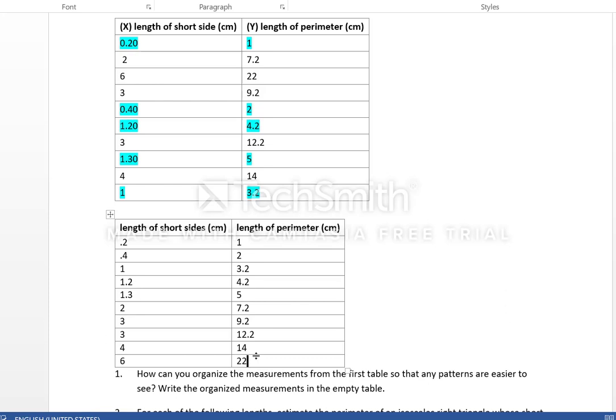But right now, for what we're doing, we're simply taking the table, looking at our x and y values, and reorganizing it from least to greatest, making sure it's nice and pretty. So if someone were to look at this, they can just say, when I have 2/10 of one side, I know that the length of the perimeter is 1. I know that when I have 4/10 of the short side, the length of the perimeter is 2, and so on. It just makes it easier for you to look at, more appealing to the eye.